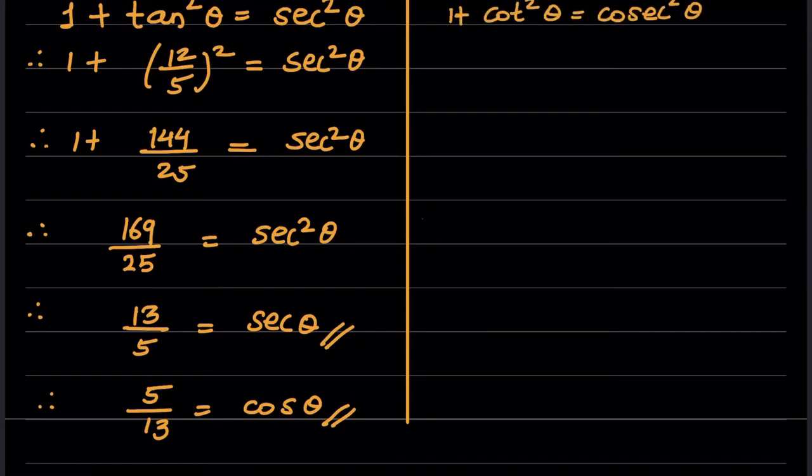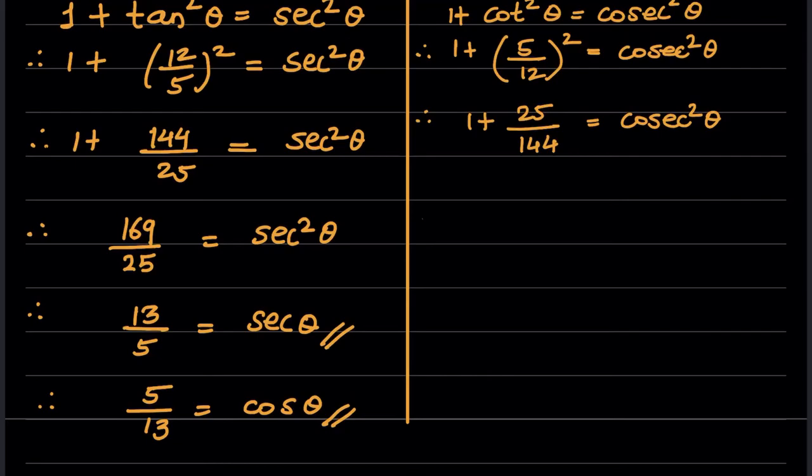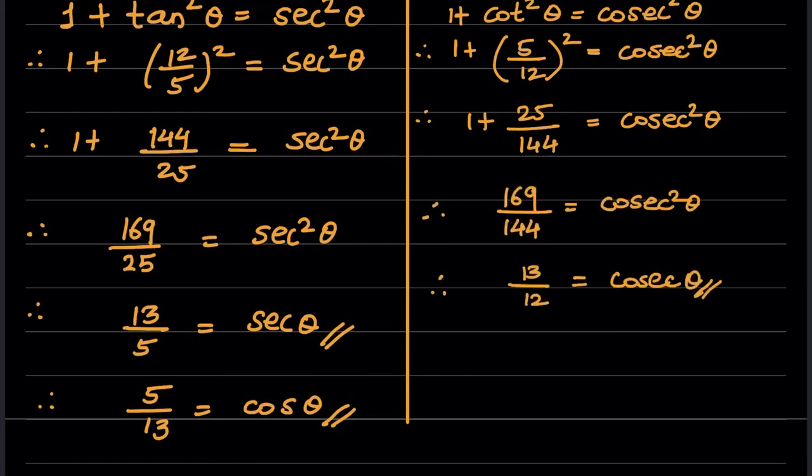So 1 plus cot square theta is equal to cosec square theta. So 1 plus (5 by 12) square equal to cosec square theta. 1 plus 25 by 144. So by solving this, we get 13 upon 12 is cosec theta, and by taking the reciprocal, we get sin theta 12 upon 13.